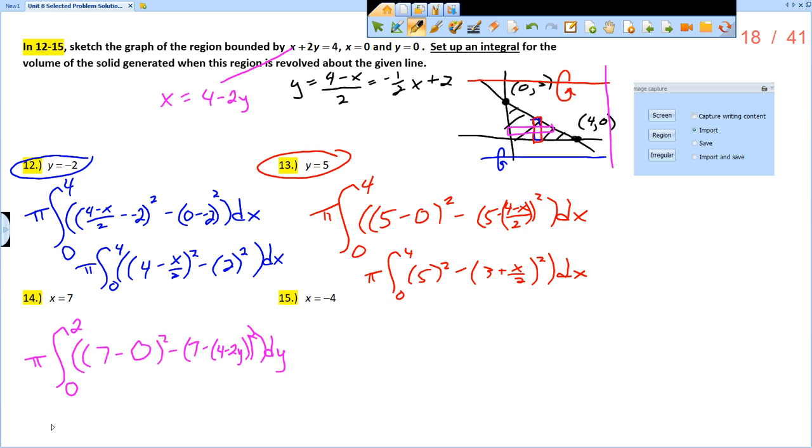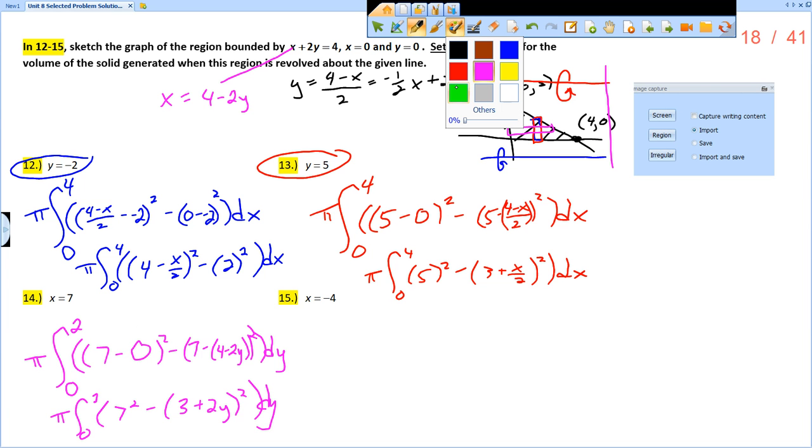And then of course you can rewrite a little bit. So the integral from 0 to 2 of 7 squared minus, and then here you would distribute that negative. So you have 7 minus 4, which is 3, so 3 plus 2y quantity squared with respect to y. So that would be our answer for number 14. And then lastly, number 15.